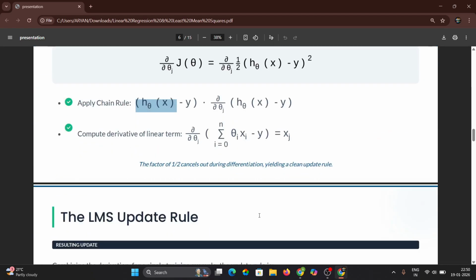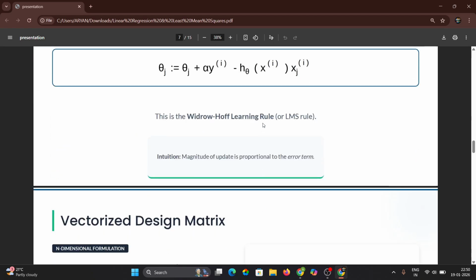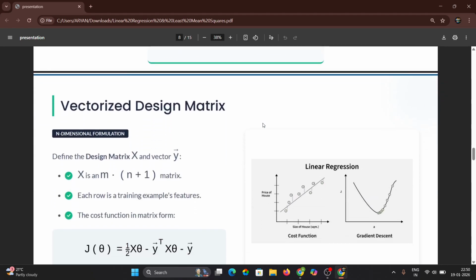Yes, this alpha is on this whole term. This is together, and alpha is outside it. So this is the Widrow-Hoff learning rule.